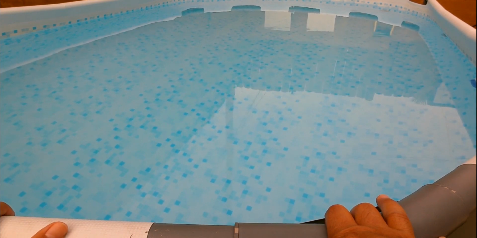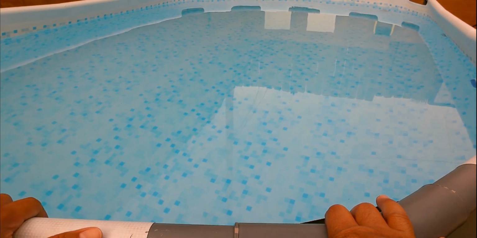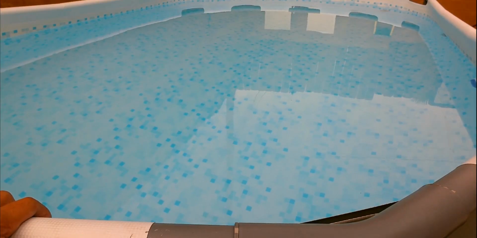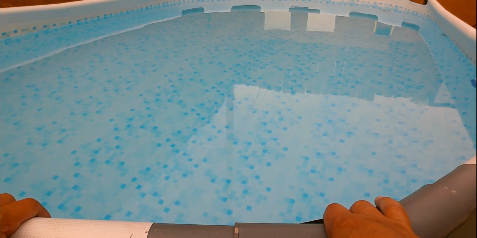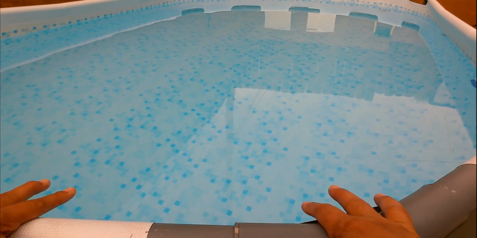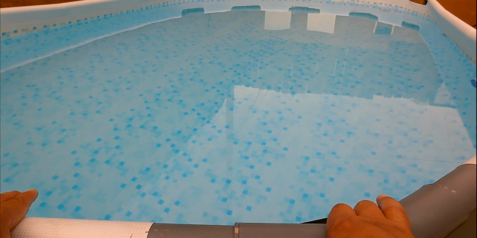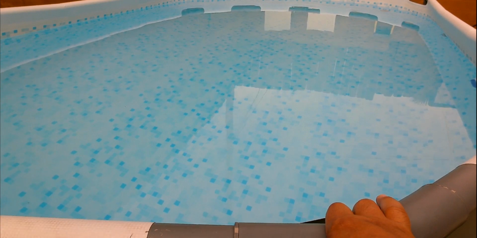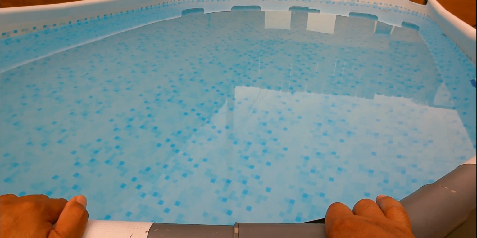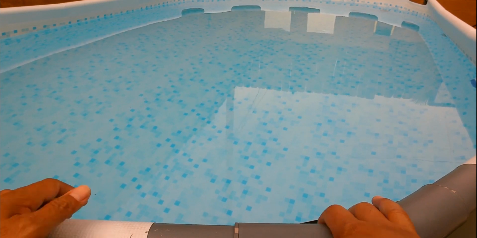I just set this pool up last Sunday, and basically right now the only thing I've done with this pool is put chlorine in it and make sure that it's maintained so that I don't get an algae growth. And my city water has high alkalinity, so I'm going to show you how to lower that pH and make this pool sparkling clean. So let's go ahead and do that.